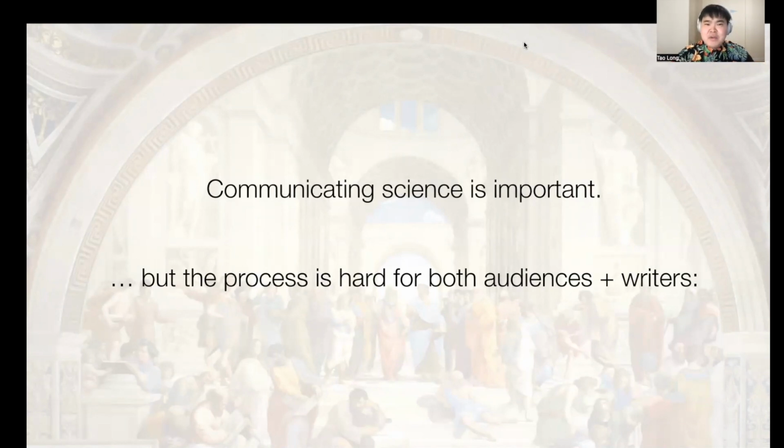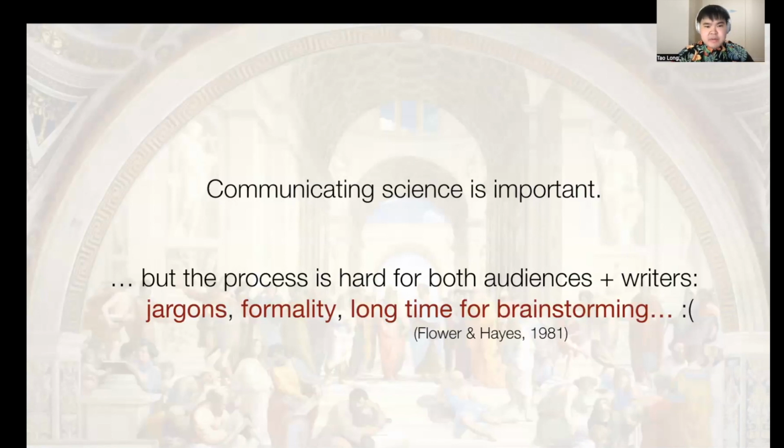For the writers, if they want to write something really engaging and relatable to the lay audience, it's actually really hard for them to brainstorm and start writing. This is described as mentally demanding, which means that the writing process usually requires a high cognitive load. Writer Flower and Hayes' works on the cognitive process theory of writing in the 80s.